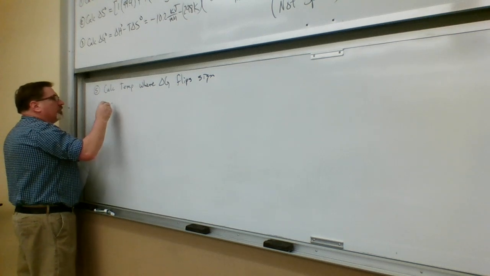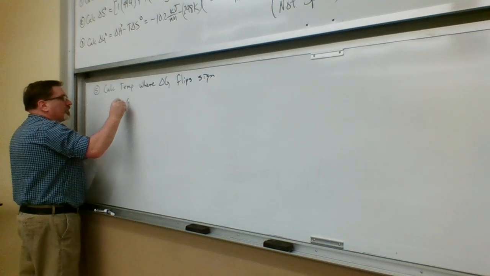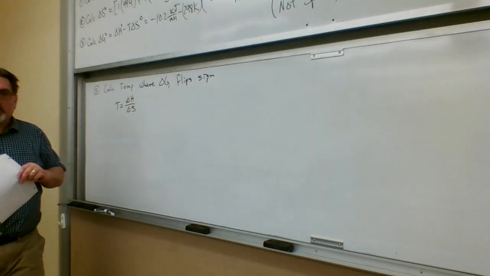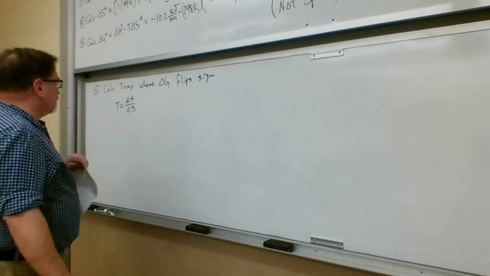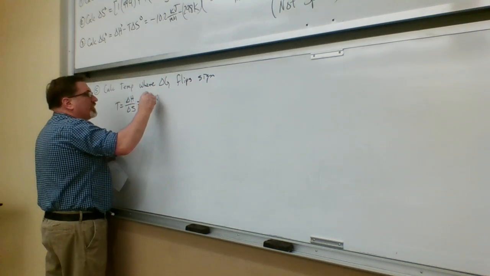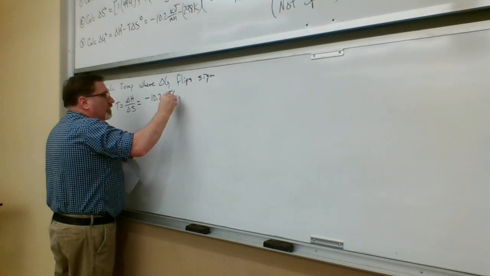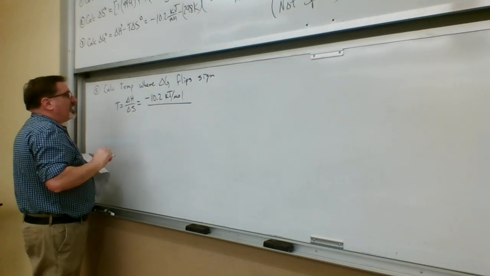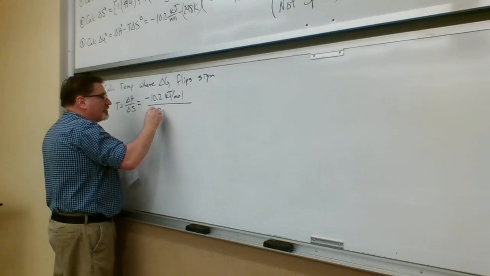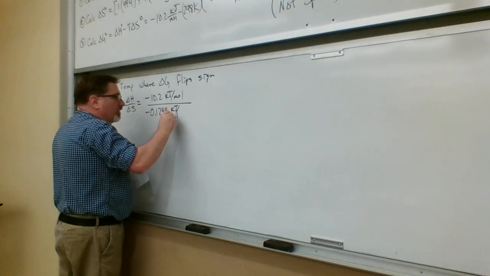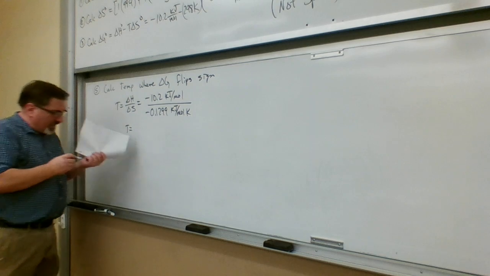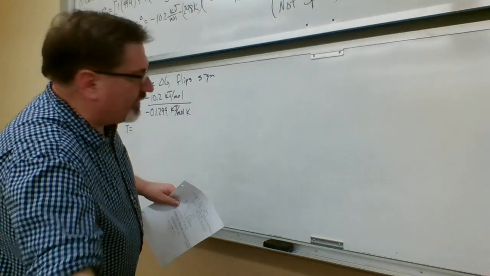So we're going to calculate the temperature at which it flips signs, and that temperature was equal to delta H over delta S from our previous examples. So we plug in delta H. Delta H was minus 10.2 kilojoules per mole divided by delta S in kilojoule units. So we need the minus 0.1299 kilojoules per mole Kelvin.